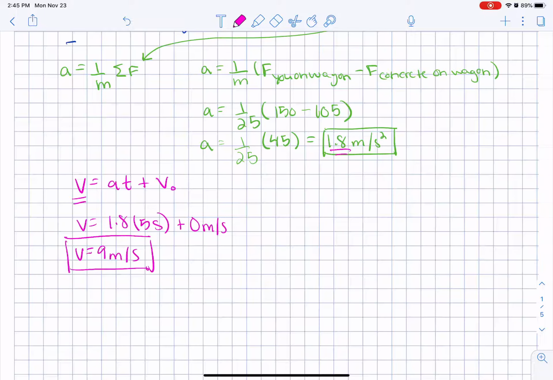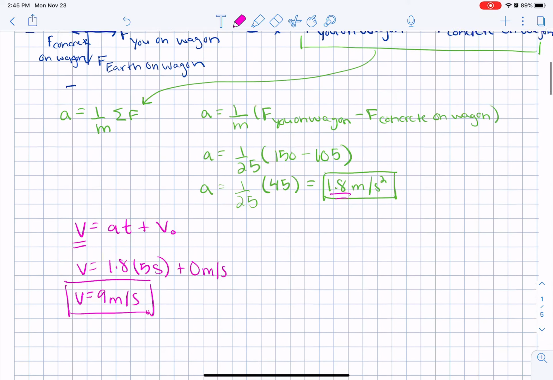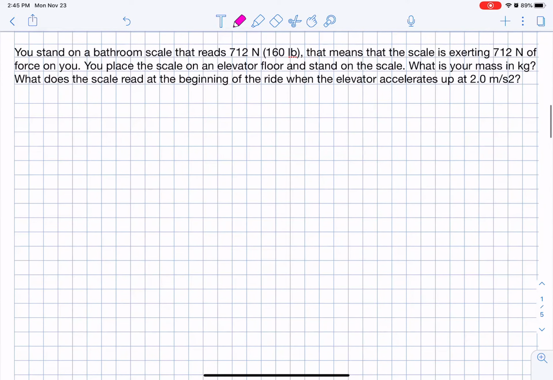So this is just taking our Newton's second law one step further by adding on a kinematic equation. And that's all we have for this problem. Let's take a second to move on to the next.